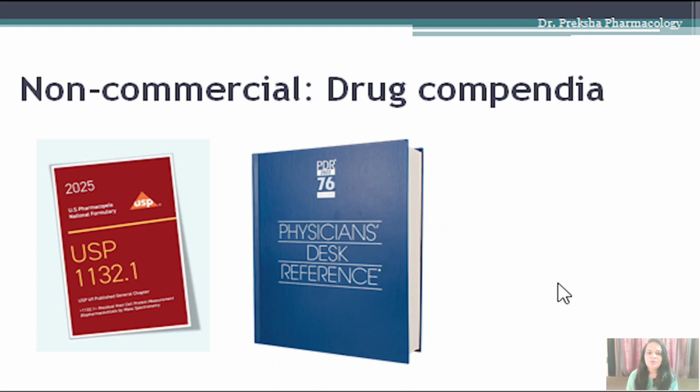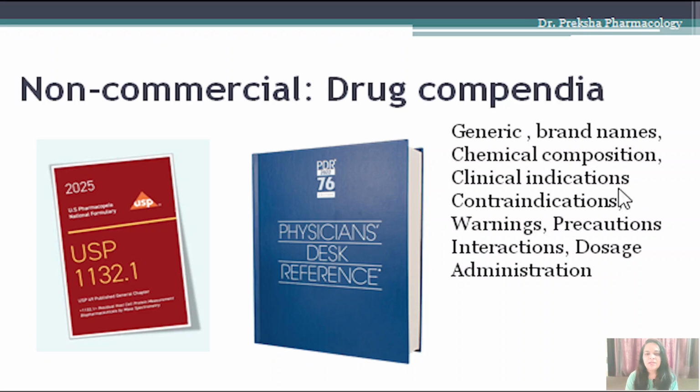Another non-commercial source of drug information is drug compendia. You can see here the United States Pharmacopoeia, which is published in the United States, and another is the Physician's Desk Reference. This type of non-commercial source you can use for updated knowledge about drug use. It provides information about the generic name of the drug, brand names, chemical composition, clinical indications, contraindications, warnings, precautions, drug interactions and dose administration. All this information you can get from the drug compendia.